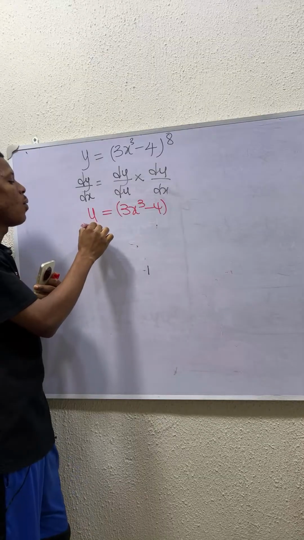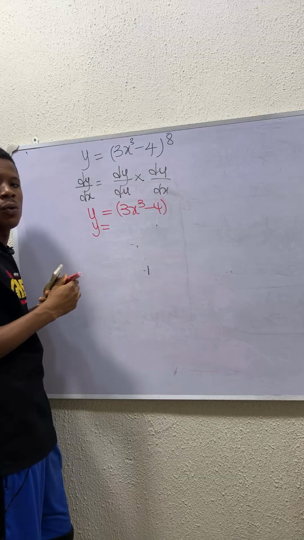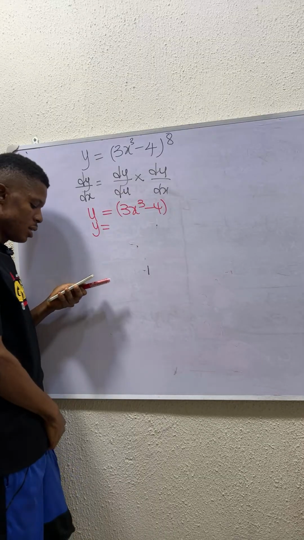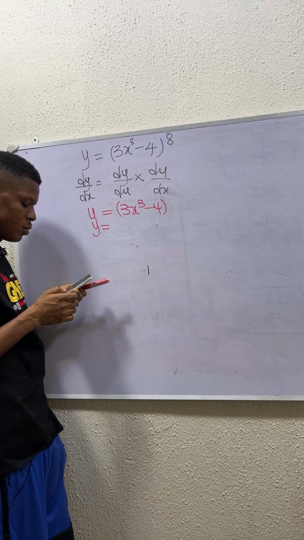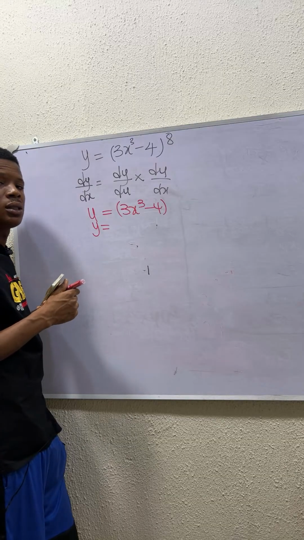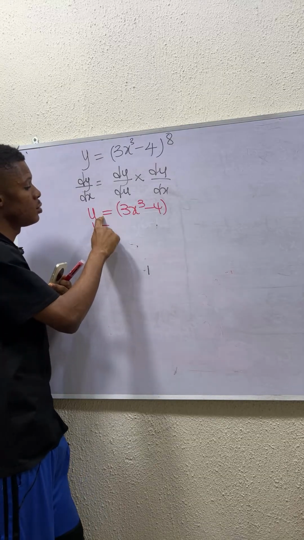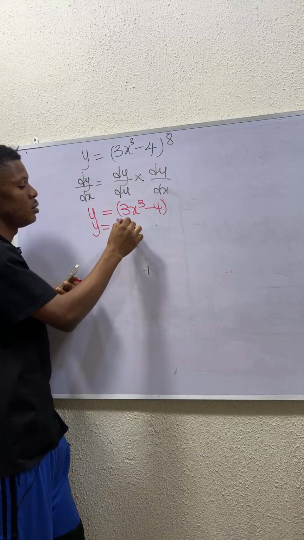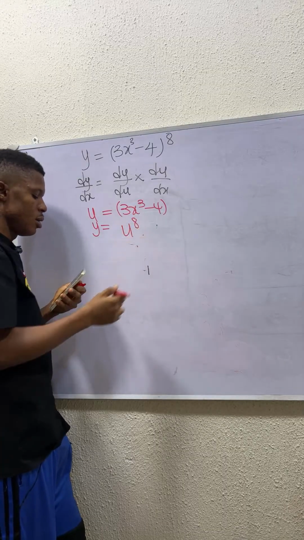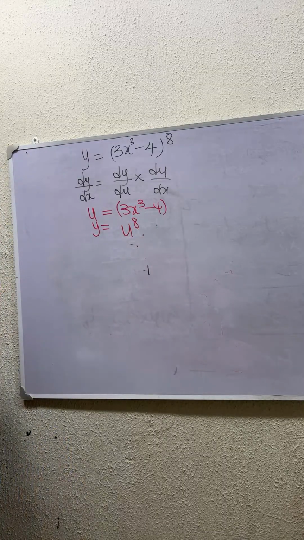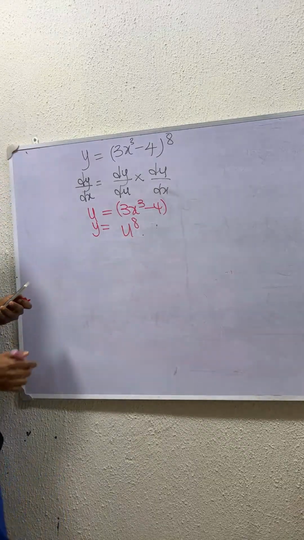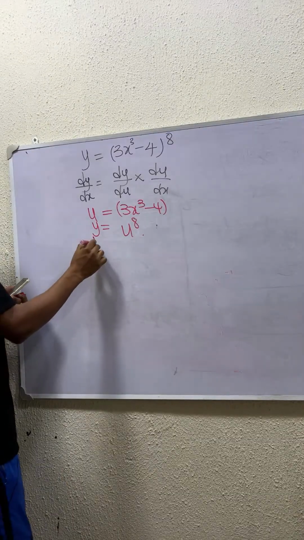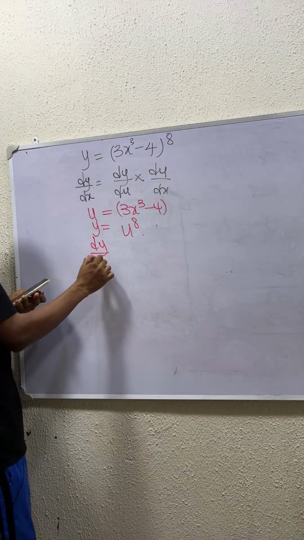So how will our y look in terms of u? Y in terms of u will be u power 8. Okay, so since we have this, remember we have to differentiate y with respect to u.